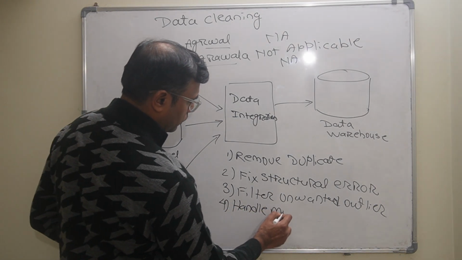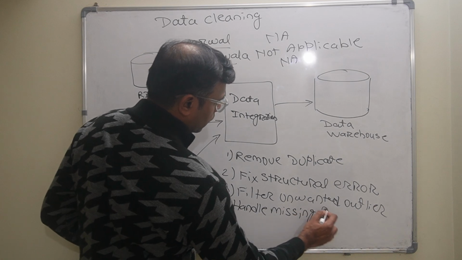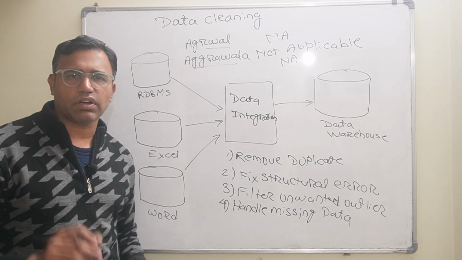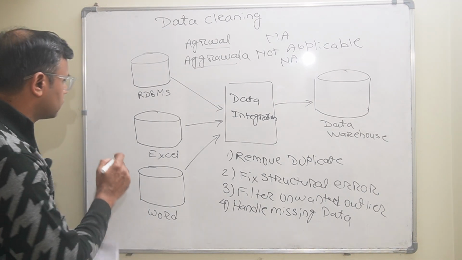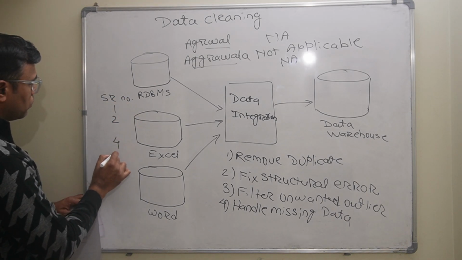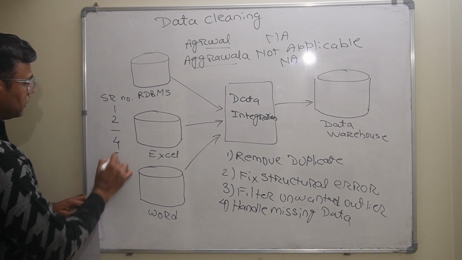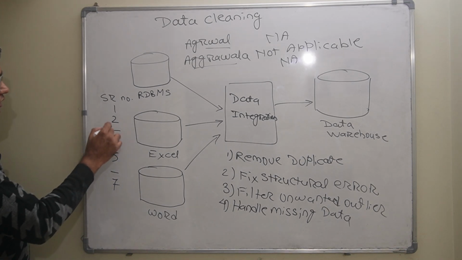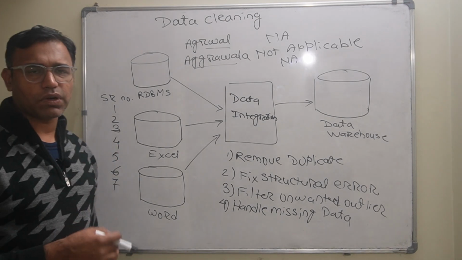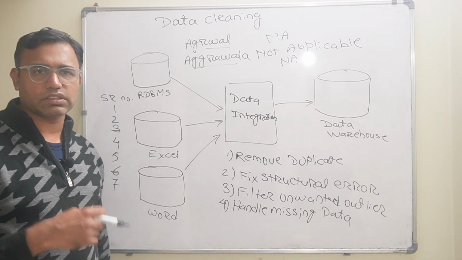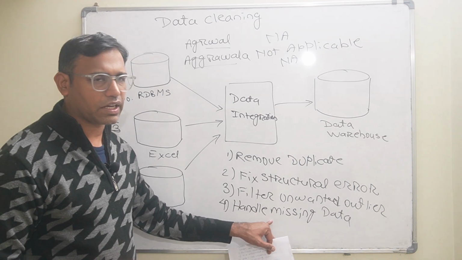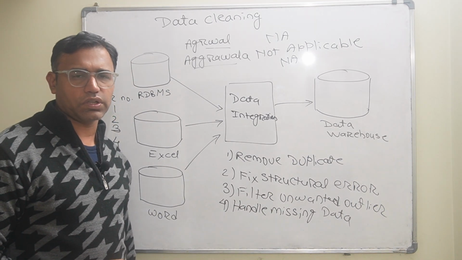Then fourth is handle missing data. Now what is missing data? If you take the example of a table, there are some cells that are blank. Suppose there is a serial number or sequence number, serial number 1, 2, 4, 5, 7. So these cells are blank. Here we can guess this can be 3, this can be 6. That is nothing but a missing value. But this is a very simple value. It is a very tedious task to guess the value. Sometimes the guess can be wrong also. So that's why it is a very difficult task to handle the missing value. What we can do, we can simply ignore it.